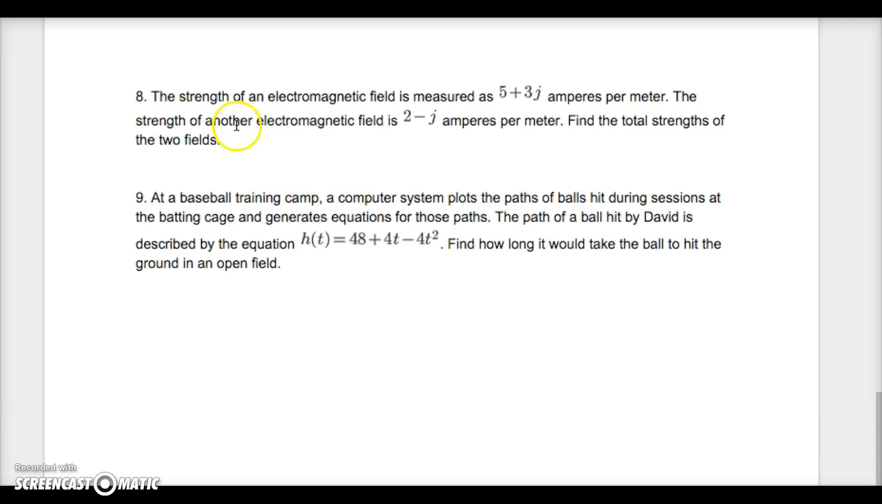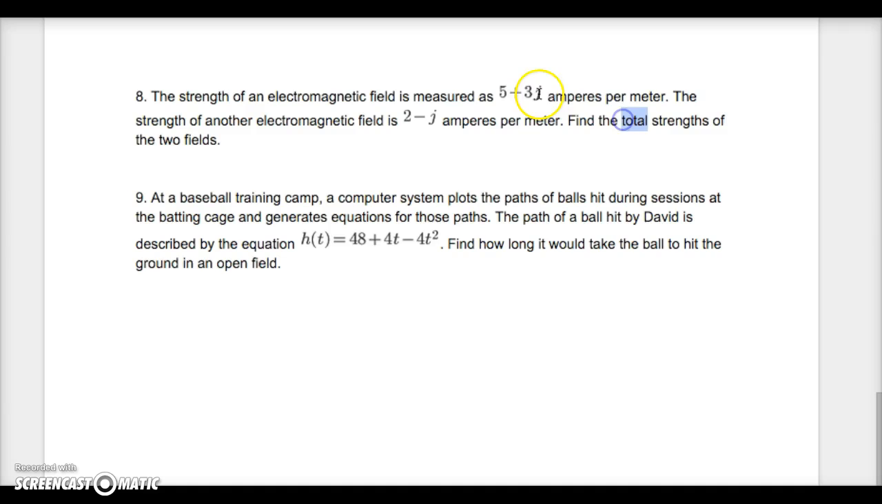Number 8. The strength of an electromagnetic field is measured as 5 plus 3J amperes per meter. Don't worry about what that means. It's just a measurement of electromagneticity. The strength of another electromagnetic field is 2 minus J amperes per meter. Find the total strengths of the two fields.